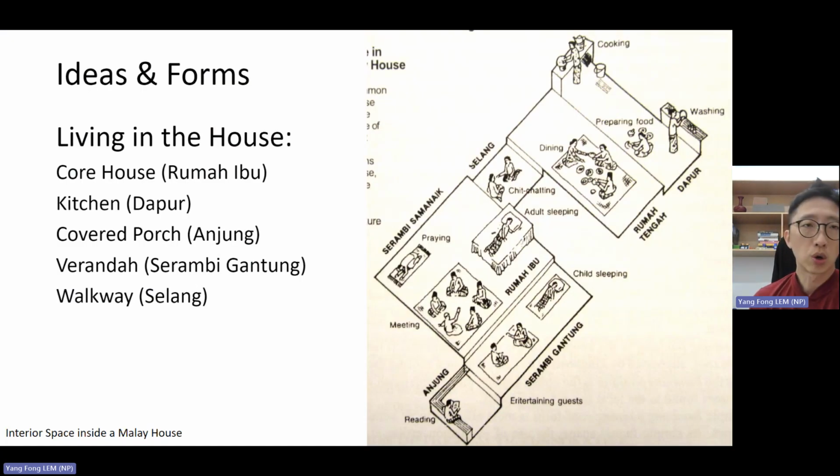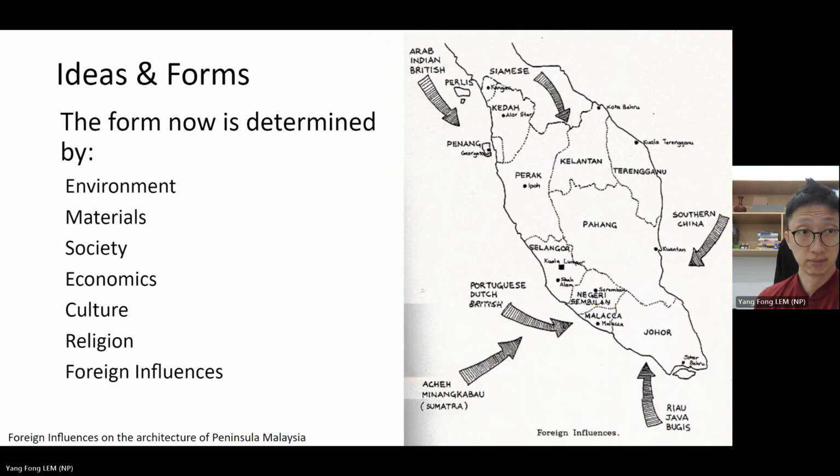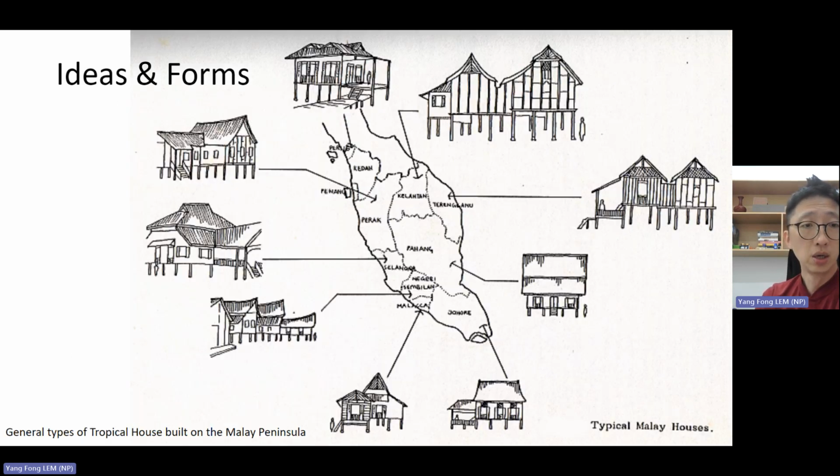So living in a house, you have the core house, kitchen, covered porch, veranda space, and a walkway. All right. So this is a very simple view of how the interior space inside a Malay house looks like. All right. So the form now is determined by things like environment, material, society, economics, culture, religion, foreign influences. All right. That's over time because of the influx of foreign influences.